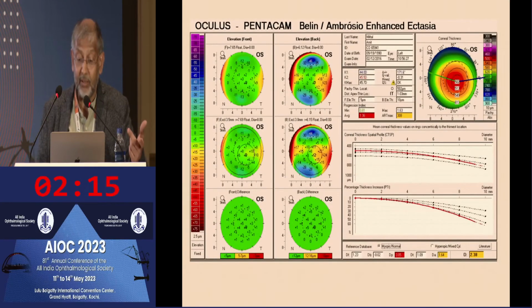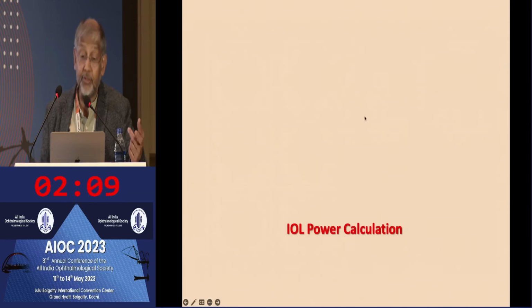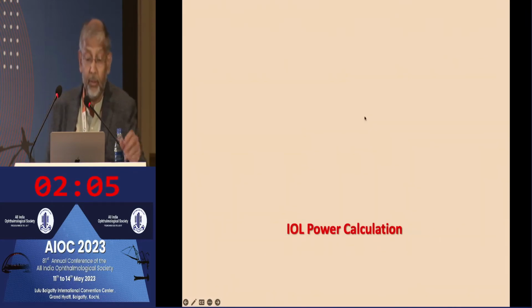And this is the other eye, which has a higher value than the right eye, and even the pachymetric progression is in the red zone. So all these cases are to be followed up closely without doing a refractive surgery.